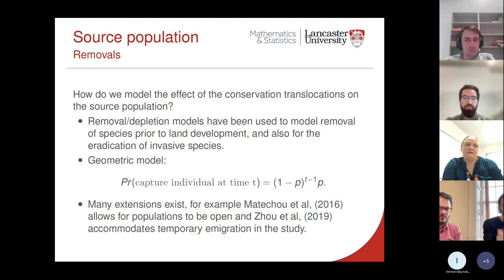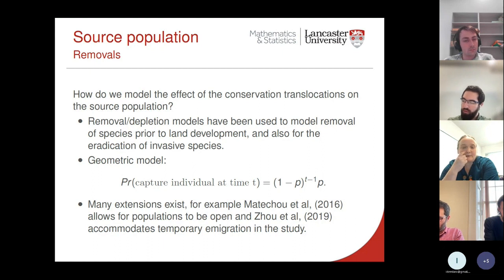So removal data essentially just corresponds to counts of individuals. How many individuals have you removed on each sampling occasion? And if you assume closure within the population, you can model this using a nice straightforward geometric model. You can think of it as: the probability that I capture an individual at time t is that I will have failed to capture it t-1 times, and then I finally captured it. But that's a very simplistic model, and there are many extensions that exist.